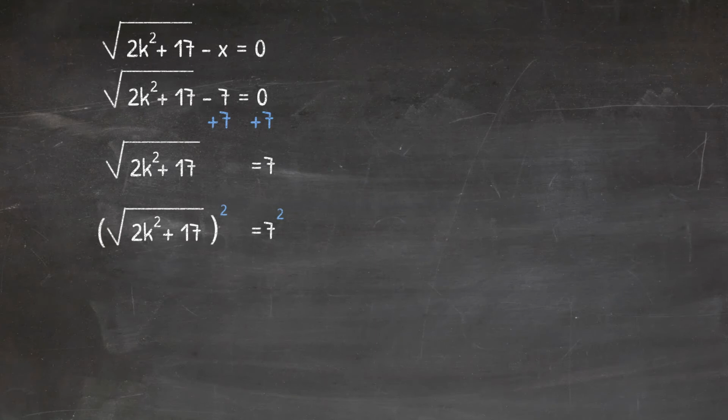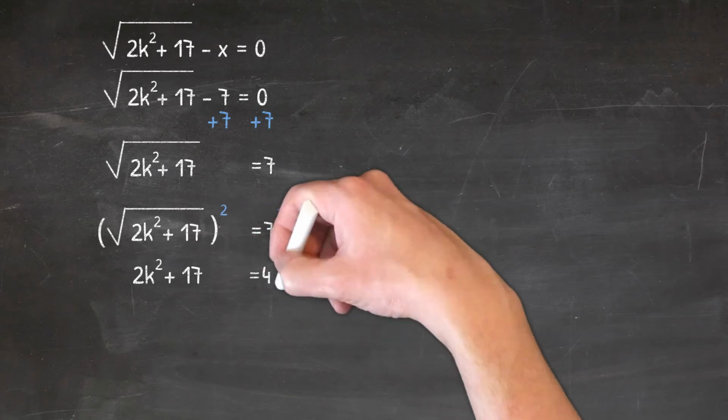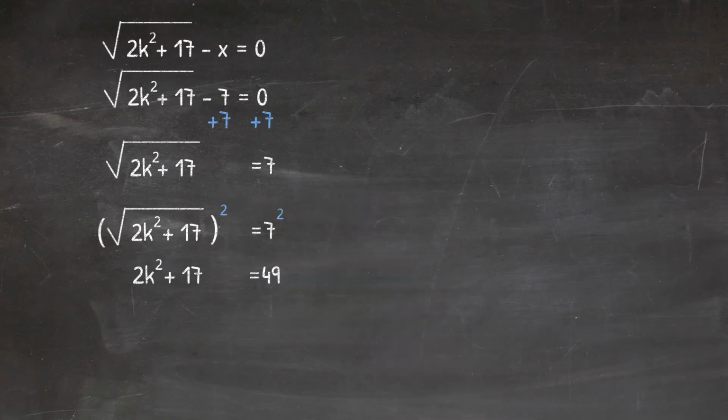So once squared, we get everything that was under the radical, i.e., 2k squared plus 17. And on the right side, we get 7 squared, or 49. Since we're solving for k, we will try to isolate k on one side of the equality sign. And the next logical step is to take care of plus 17.